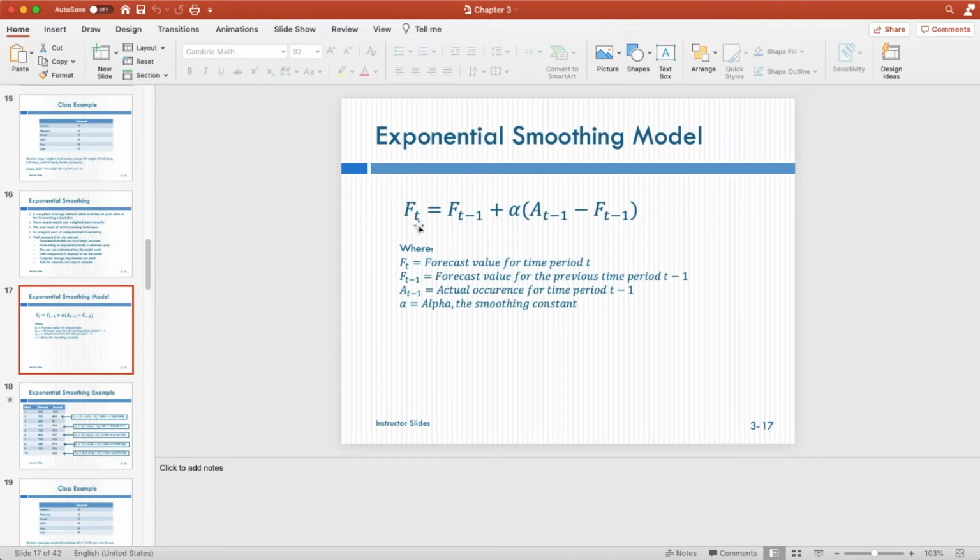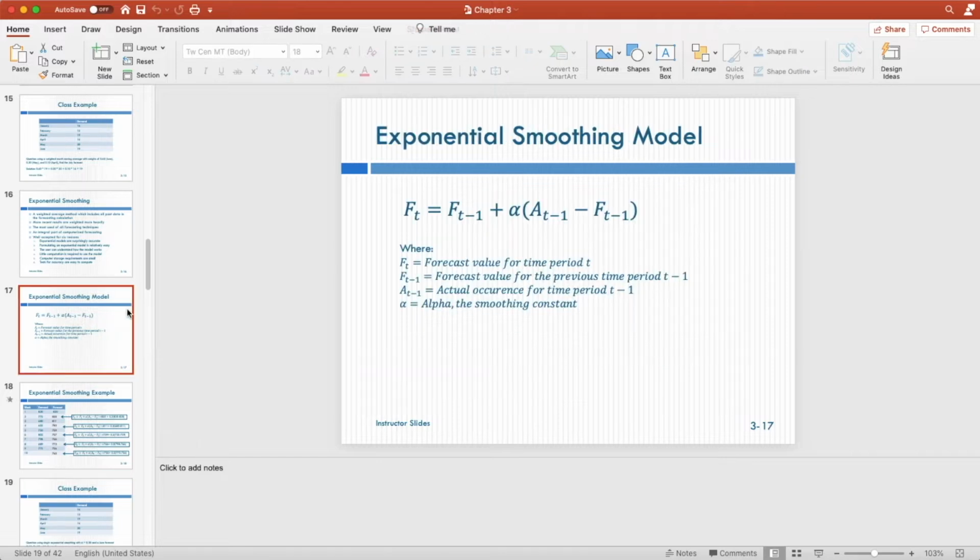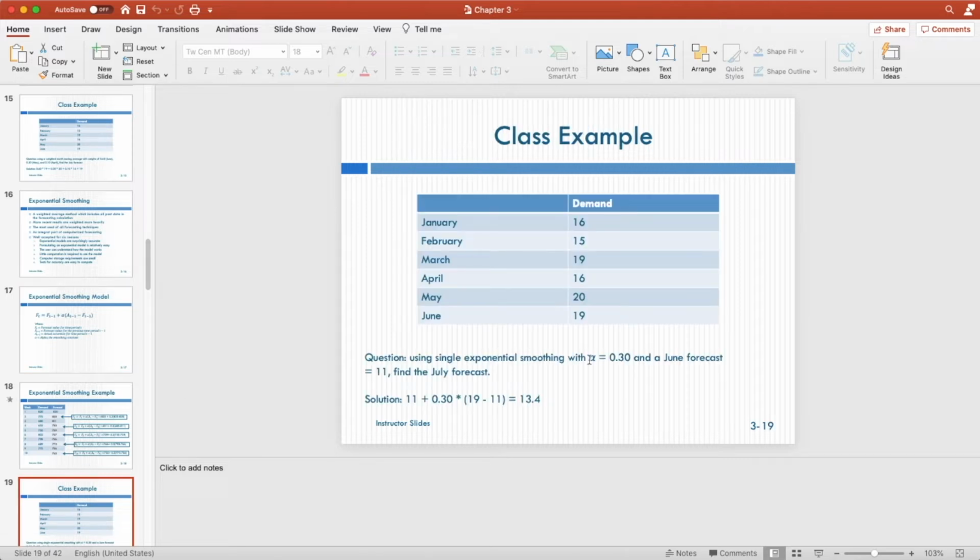We're trying to guess the forecast in July. What is the forecast in June? The forecast in June should be 11. So if we follow this basic equation shown here, the first element would be 11. Now the next one would be alpha. Alpha equals 0.3.